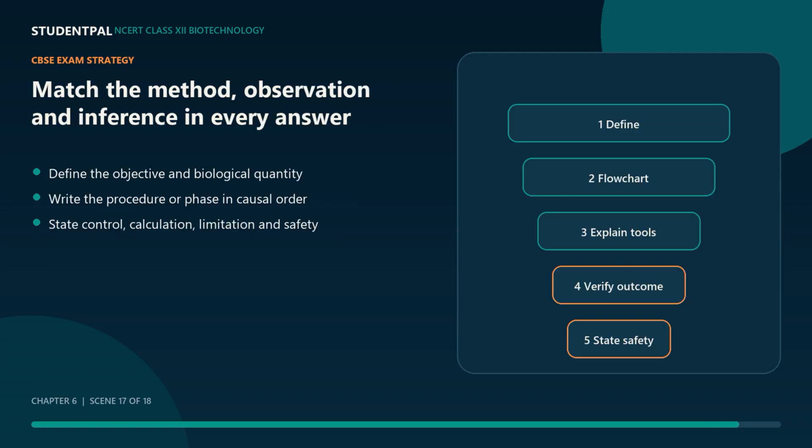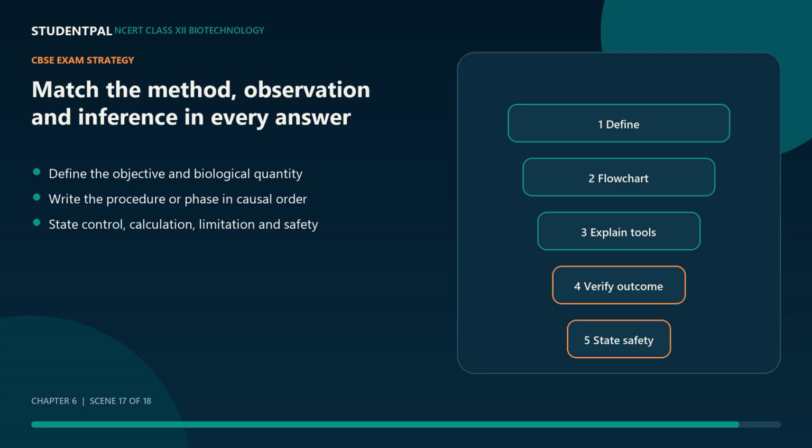For a 3 or 5 mark CBSE answer, begin with the exact objective. If asked about media, separate composition categories from functional categories and give a reason for each. For sterilization, distinguish the purpose of pressure from the lethal action of heat, then mention time, penetration and indicators. For pure culture, write separation, isolated colony selection, and confirmation.